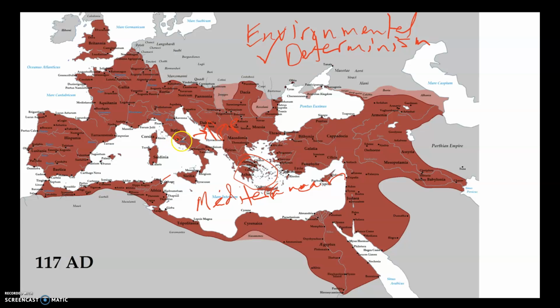And your book also makes a really interesting point. Rome is inland, about 16 to 20 miles from the Mediterranean, which makes it less vulnerable to pirate attack. And there were pirates in the Mediterranean at that time. So that's also an important point. So environmental determinism, as always, very, very important.